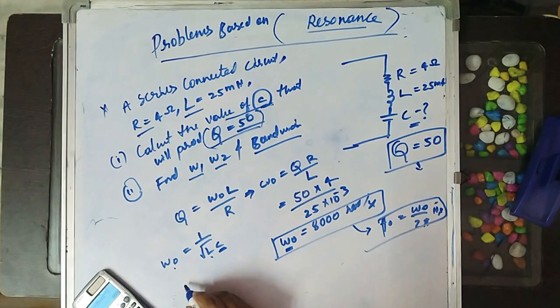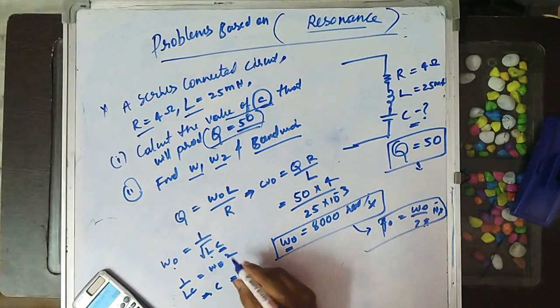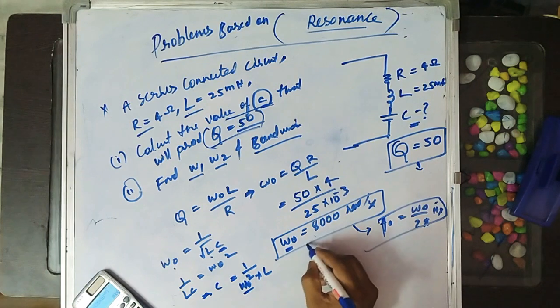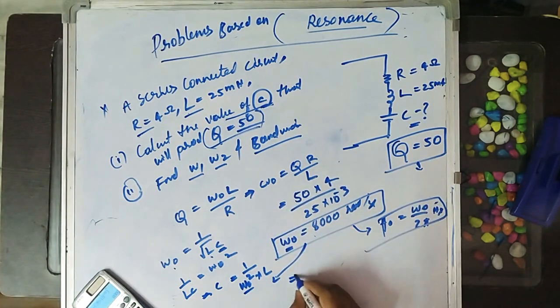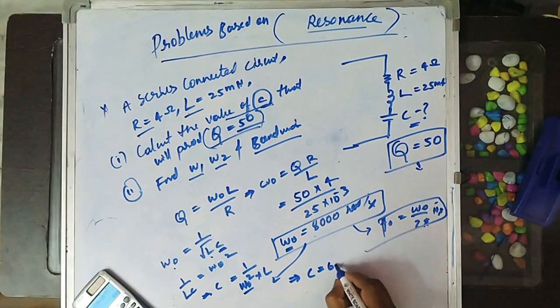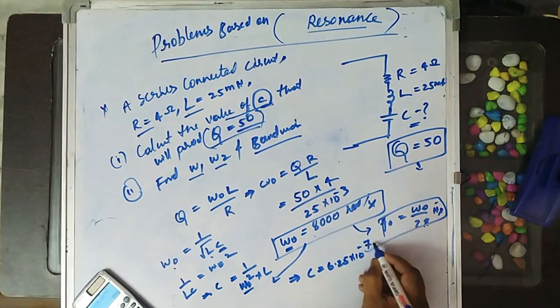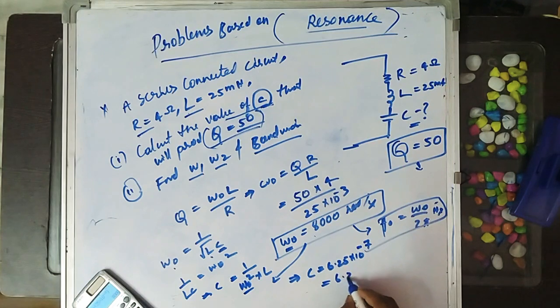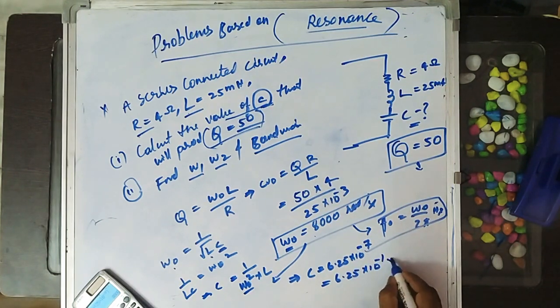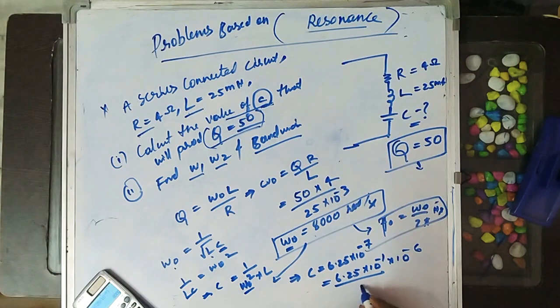By this we get 1 by LC equal to omega square. So C equals 1 by omega naught square into L. Substitute the omega naught value and L value, and you will get C equal to 6.25 into 10 power minus 7, that is 6.25 into 10 power of minus 1 into 10 power of minus 6. So you will get the capacitor value as 0.625 microfarad.